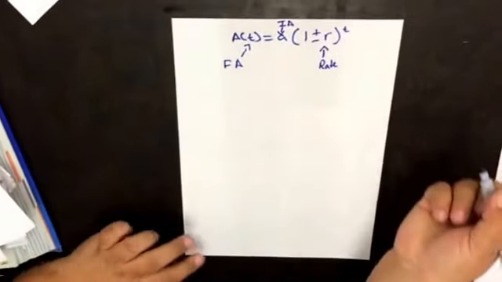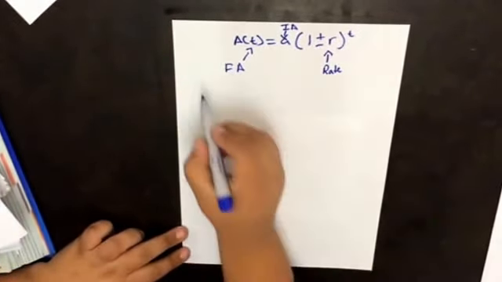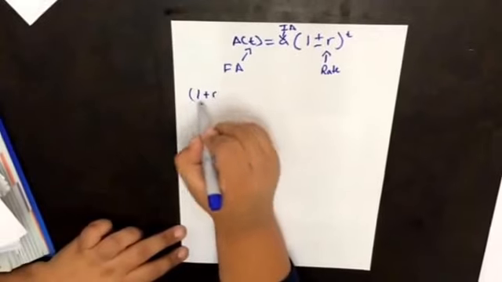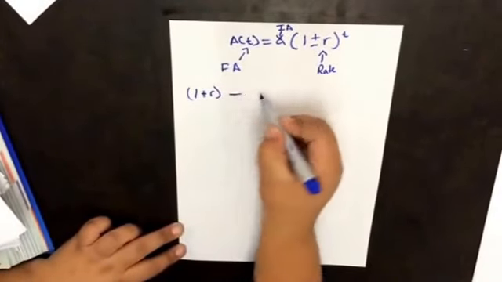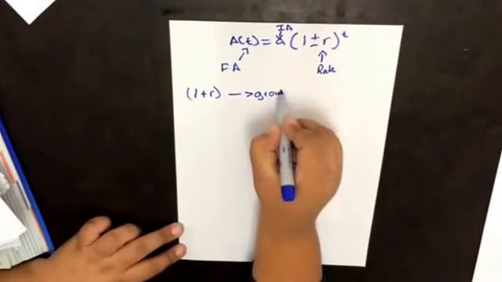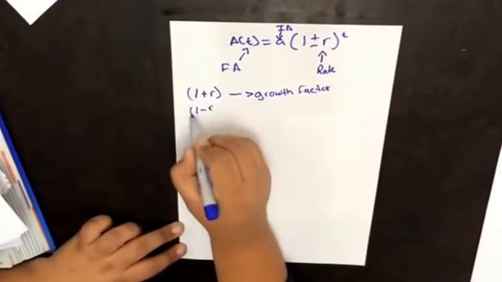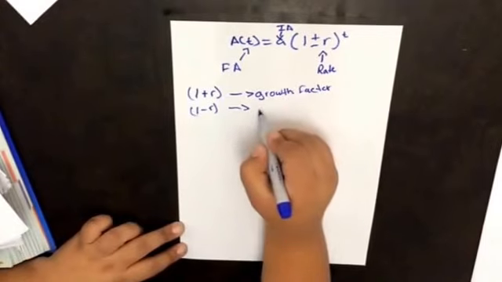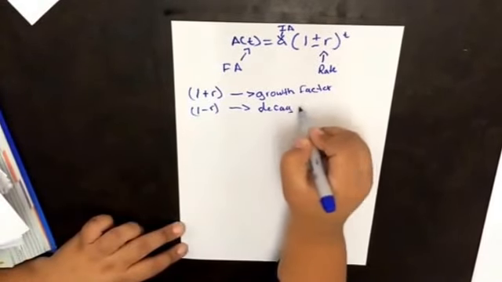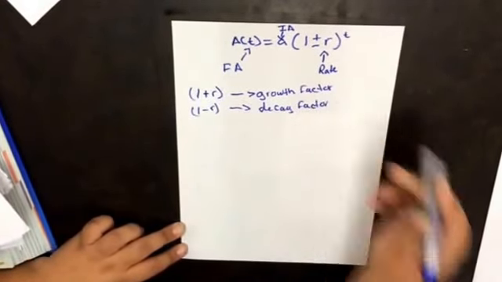not as a percentage. So in this formula, 1 plus r is for the growth factor, and 1 minus r is for the decay factor. So let's do an example.